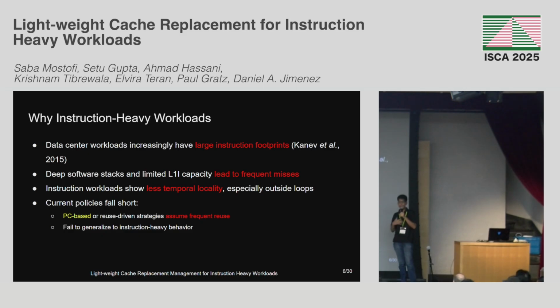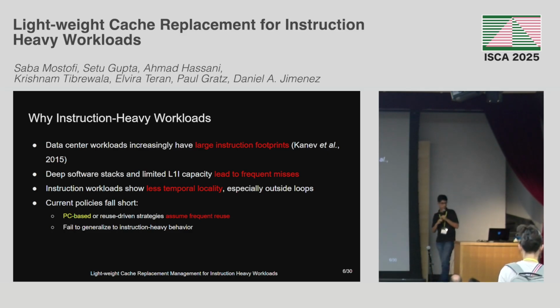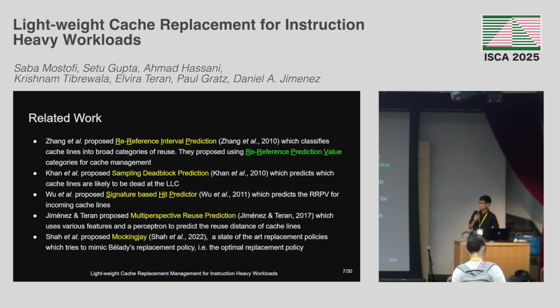So suppose I am some company, pick your favorite company, and I buy a core from ARM. Now, if ARM doesn't export its PC, I really cannot use these older policies because I just cannot connect it to the core. So we want to have a policy which doesn't really rely on PC-based indexing and which can also provide high performance. So let's talk about some related work.